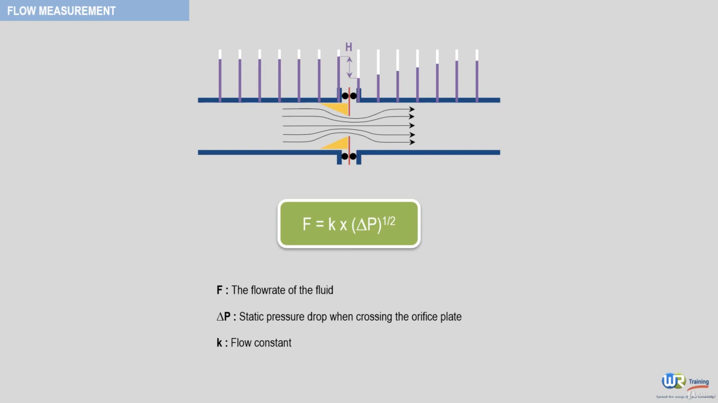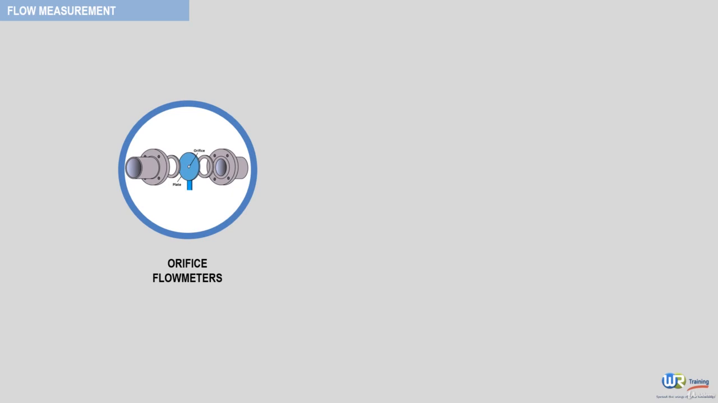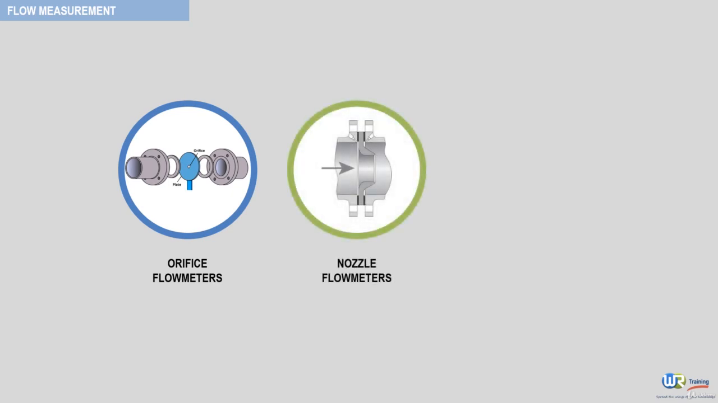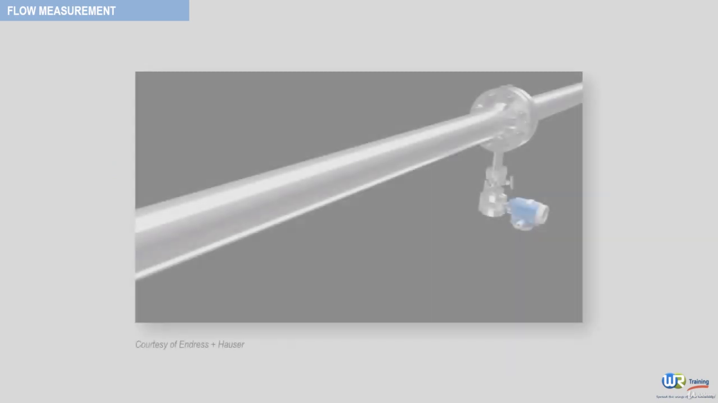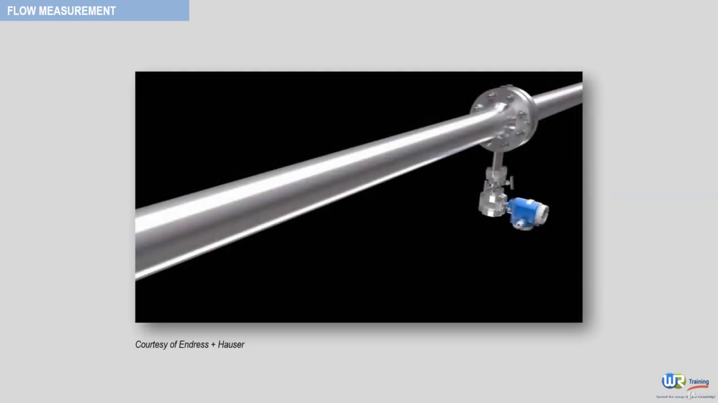Now, several devices based on this principle are used in the process industry. In refineries, petrochemicals, and chemical plants, you will find extensively orifice flow meters using an orifice plate, nozzle flow meters, and Venturi tubes. Let's take a look at the following 3D animation to understand how these flow meters work.